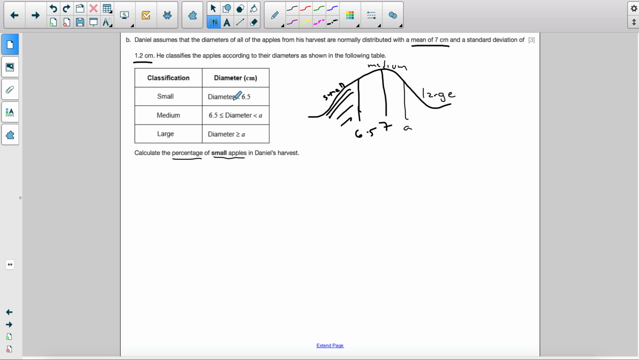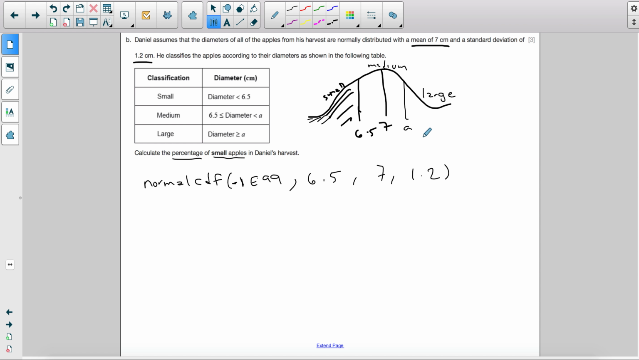And so for the diameter, we need to use the GDC calculator, so we go normal CDF. Your minimum now, because small is anything less than 6.5, so everything can be considered. So you go 1, -1, so we're going up to negative infinity, -1 E 99, and then all the way up to 6.5. So this will be the range that you need. This will be the shaded area. And then the mean is 7 and the standard deviation is 1.2.